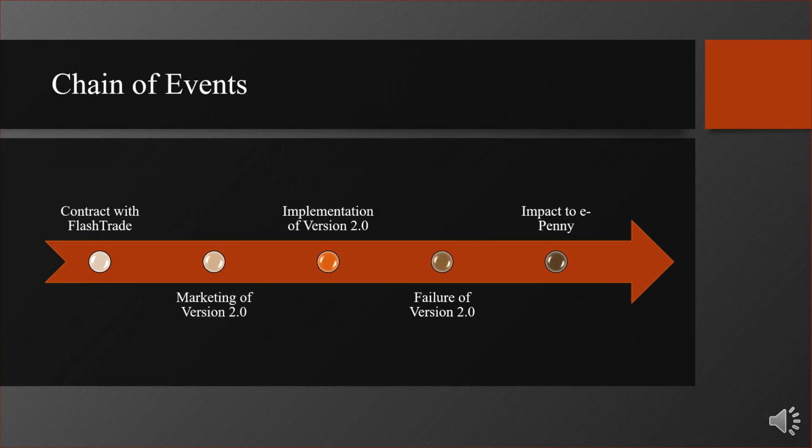FlashTrade marketed a newer version of their software, version 2.0, to ePenny. They offered this service as a free, voluntary product aimed to meet ePenny's requirements. The software was implemented under the conditions of the current contract. Version 2.0 failed, causing significant impact to ePenny's business transactions.